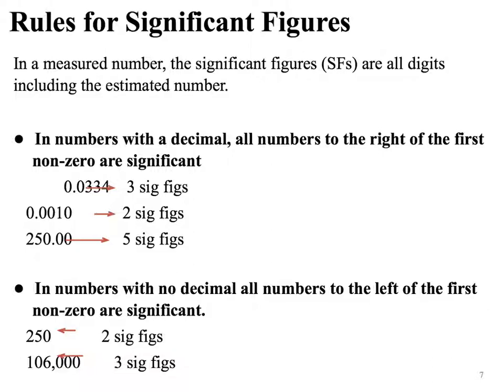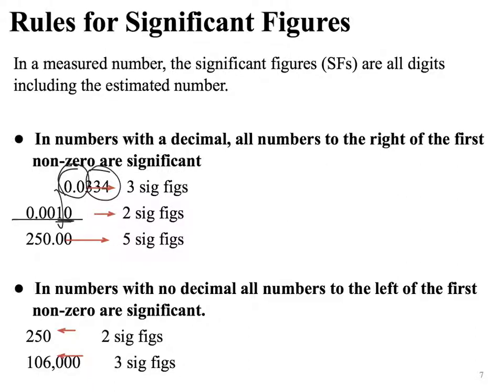There are certain rules when we are dealing with significant figures. For example, when we have zeros that are before non-zero digits, they are only there to tell you where to put the decimal place. So in this case, we only have 3 significant figures. This 0 over here is after a non-zero digit. Therefore, that 0 is significant.